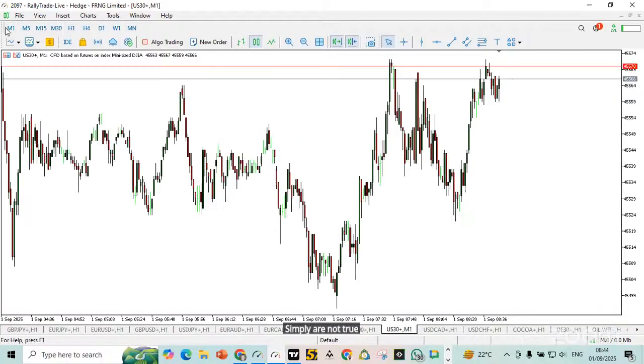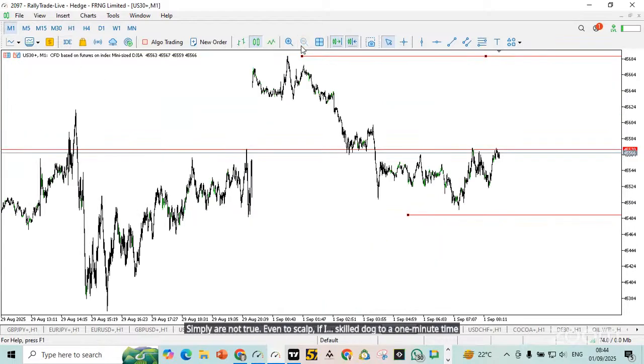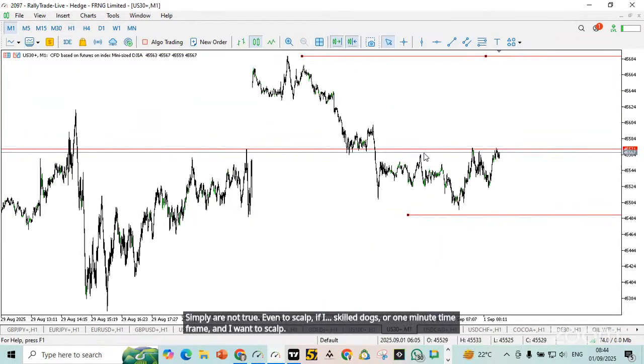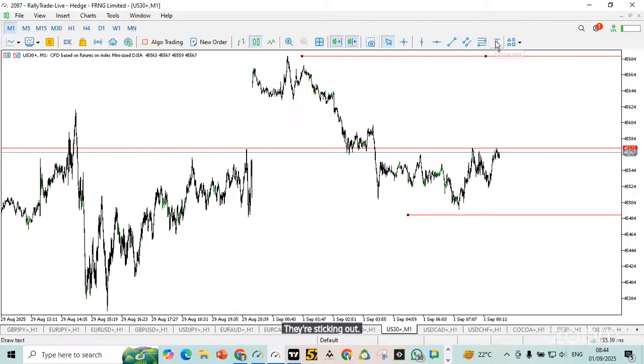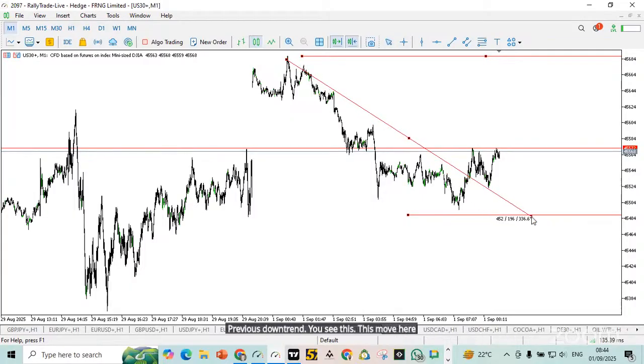Even to scalp, if I scale down to the 1 minute time frame and I want to scalp, it's the same. That's taking out the lower high of the previous downtrend. You see this move here, this downtrend here. Price has taken it out, so I'll begin to look for a buy.